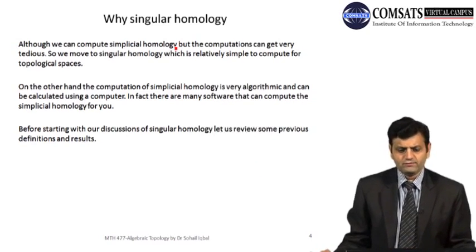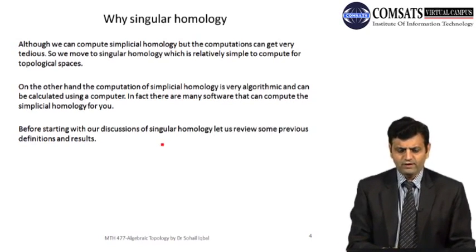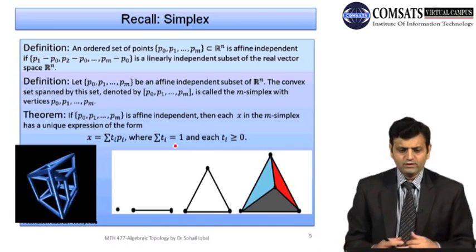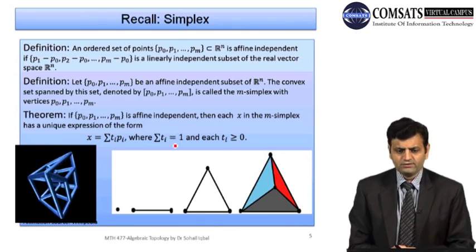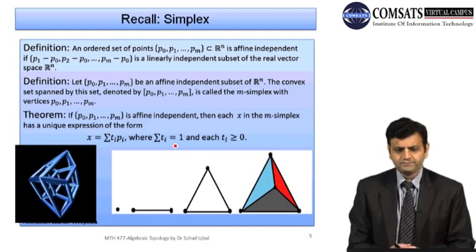Before starting with our discussion of singular homology, let us review some previous definitions and results. Why are we going to need this? Because we are going to deal with continuous functions from the n-dimensional simplex delta n to this topological space X. So let us review what these simplices are, how we generate them, and what the elements of these sets are. The points that generate an n simplex have to satisfy a certain condition. And what is the condition?